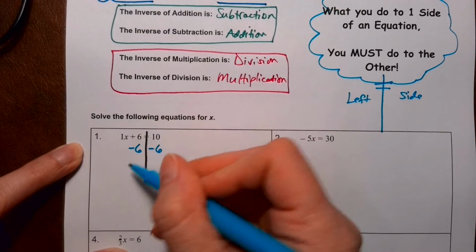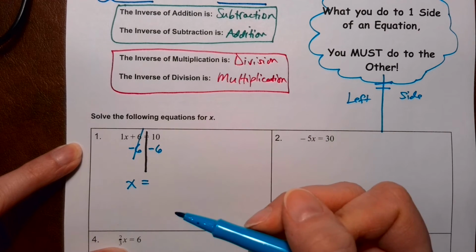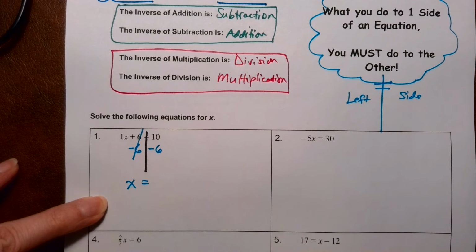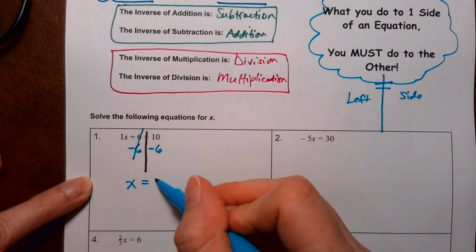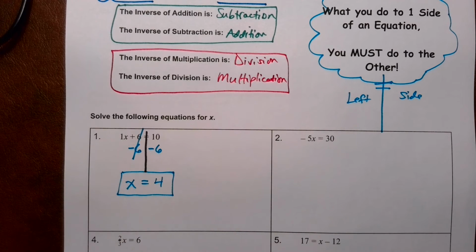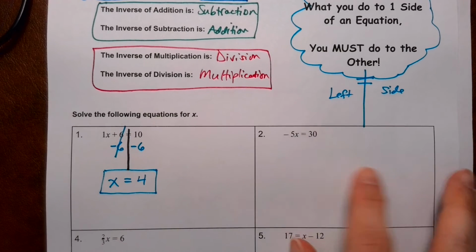So plus 6 and minus 6 cancel, and all I have on the left is x. You can write 1x, or you can just write a single x. It's the same thing. 10 minus 6 is 4. So I found the value of the variable: x is equal to 4. Let's try another one. Number 2.